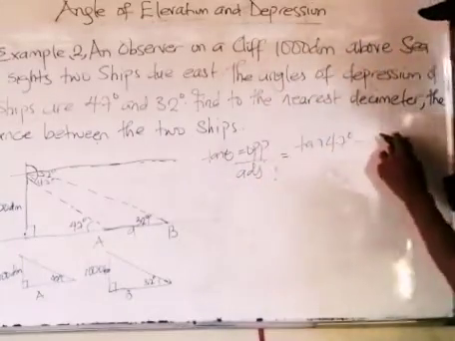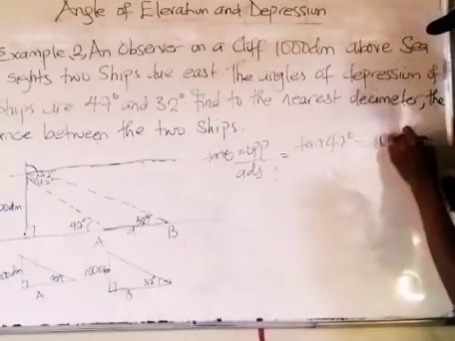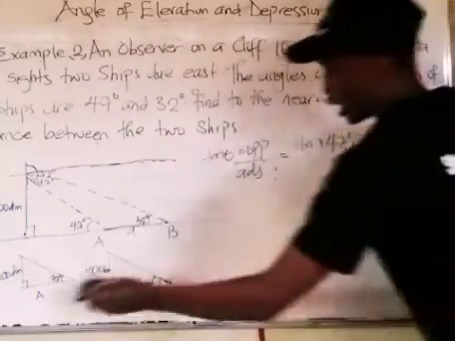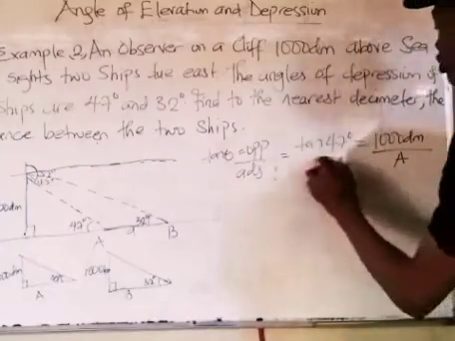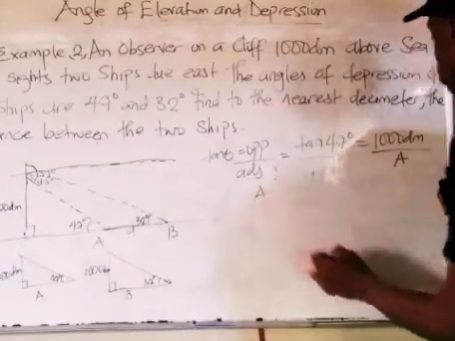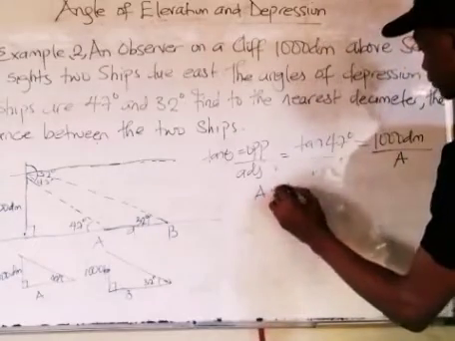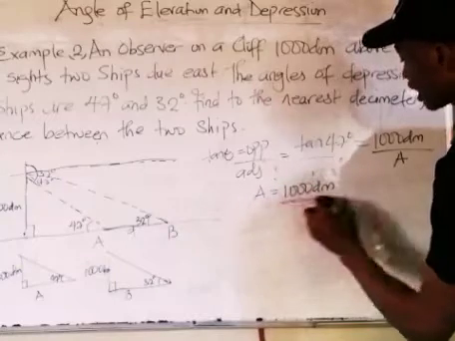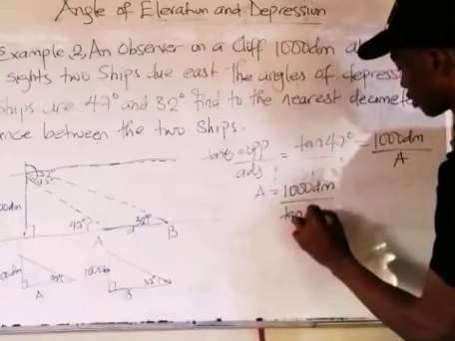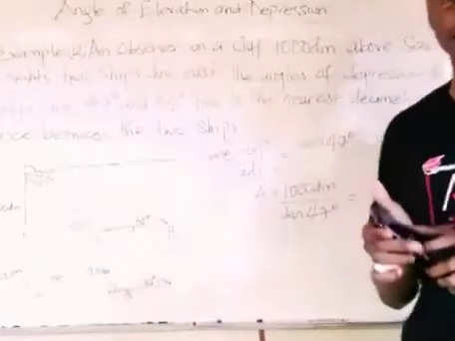is equal to the opposite side, which is 1000 decimeters, and we are looking for this A. Let's just call it A for now. So to find A, we are going to cross multiply. When you cross multiply, we are going to have 1000 decimeters divided by tan 47 degrees. So let's quickly calculate that.